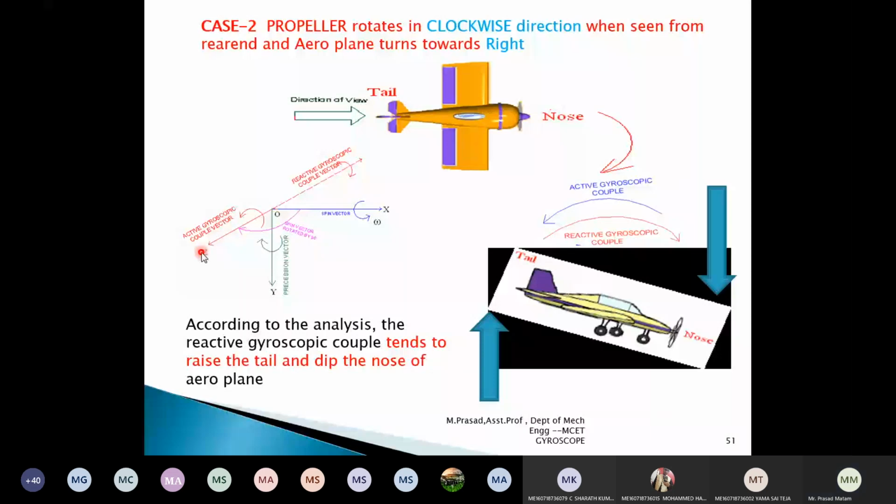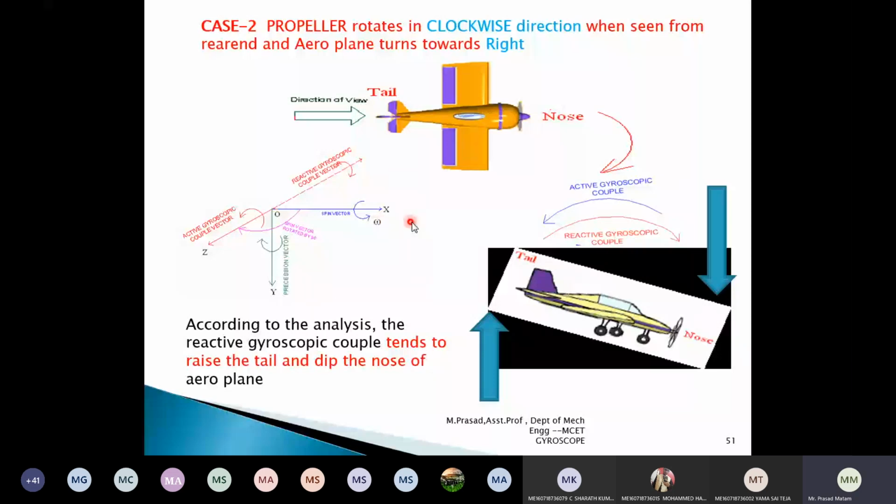And how do you get the reactive couple? Draw or extend the active couple in the same line towards the positive z-axis. So the active couple is moving towards the negative z-axis. Extend the active couple towards the positive z-axis. That shows your reactive couple. So the reactive couple is moving in the positive z-axis. The active couple is moving in the negative z-axis.